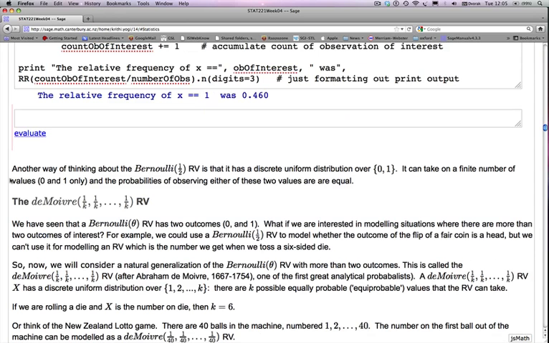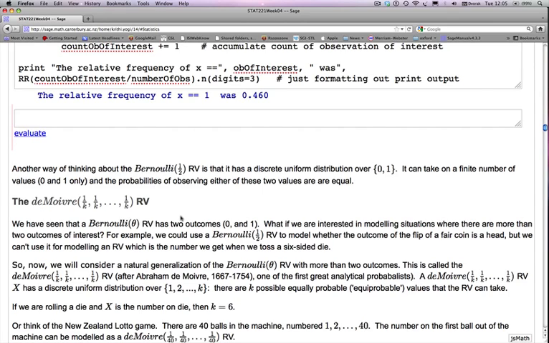Another way of thinking about the Bernoulli half random variable is that it has a discrete uniform distribution over the finite set 0, 1. So it can take on a finite number of values, and the probabilities of observing either of these two values are equal.